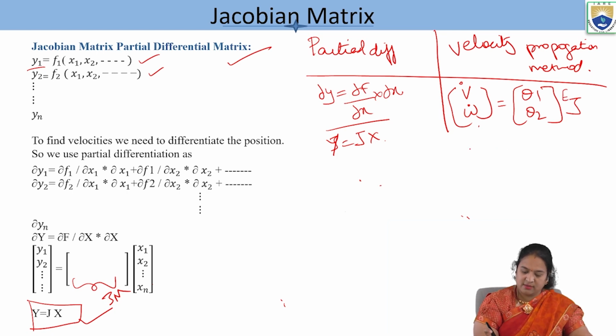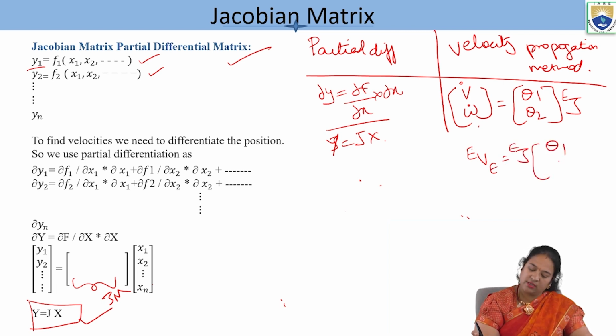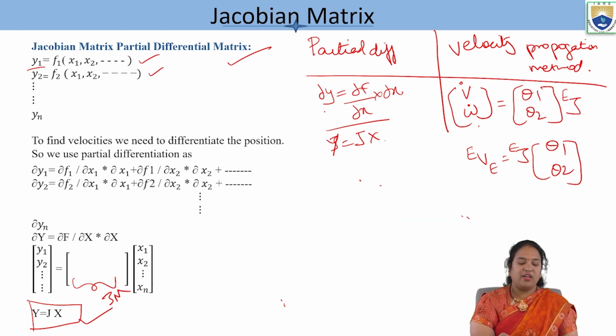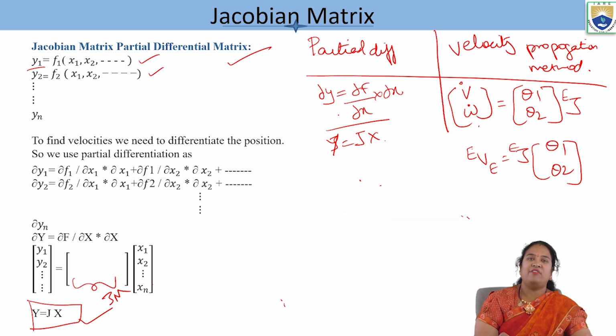That is, the end effector velocity is equal to J into theta 1 and theta 2. In partial differentiation, what we are doing is taking equations y1, y2 up to yn, up to n number of constraints, and partially differentiating them, and we write the Jacobian matrix as y is equal to J into x.